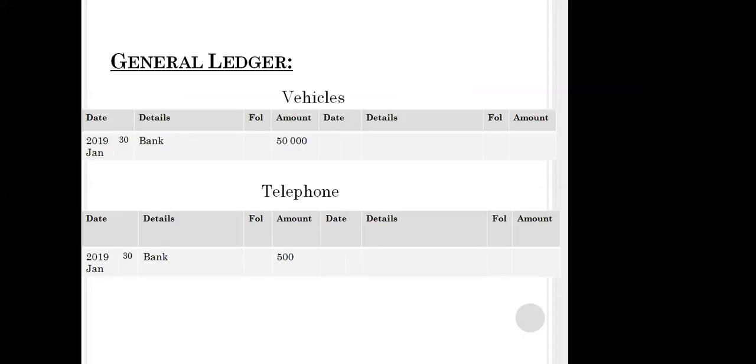Right, there were some more examples. Like we've said, vehicles is an asset. Assets must be on the debit side. Telephone was an example of an expense. Expenses must be on the debit side. Every time, the name of the account that you are busy with, what the transaction is all about, will be at the top, and then the friend's name, that is at this stage the whole time bank, will be written inside the account with details.